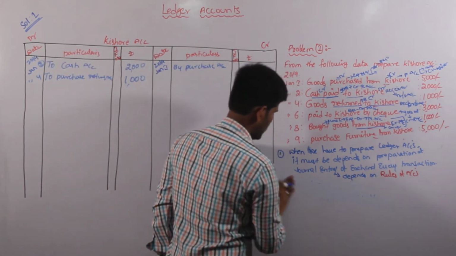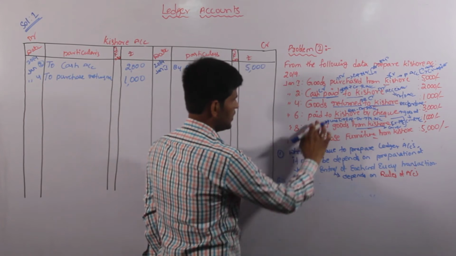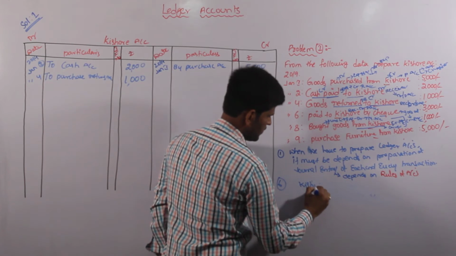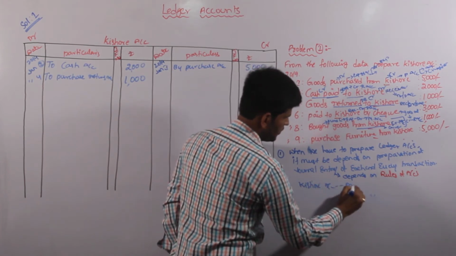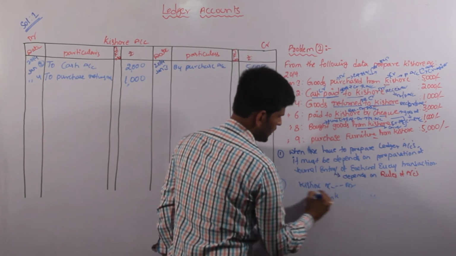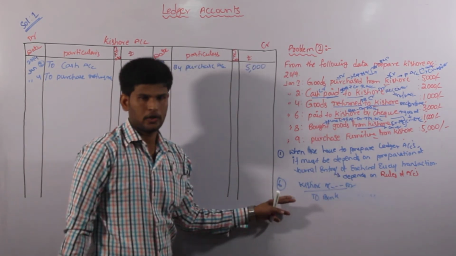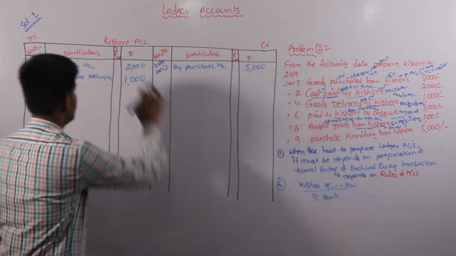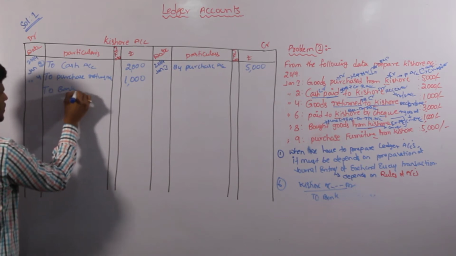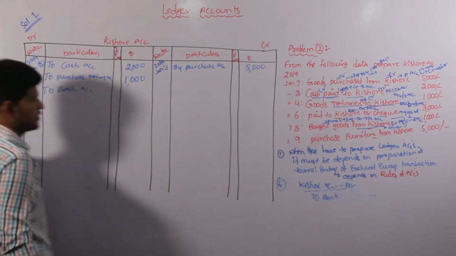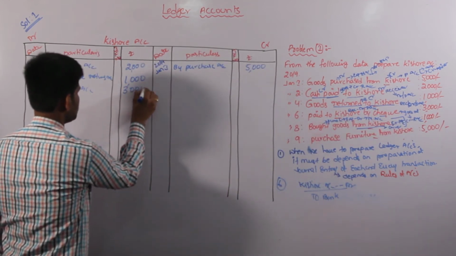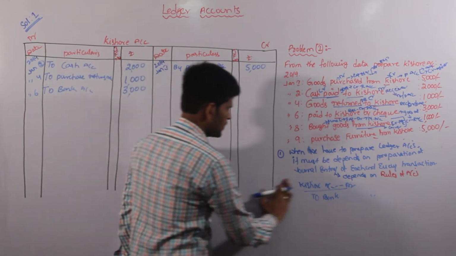And come to the next one, the 6th one, paid to Kishore by cheque. To Kishore is nothing but Kishore is again the receiver. Kishore account debit to, we are paying by cheque. Cheque will be converted into bank. So again we have Kishore account. Kishore account debit to bank account, that is on January 6th. The payment by cheque is worth 3000. Right? This one is also completed.